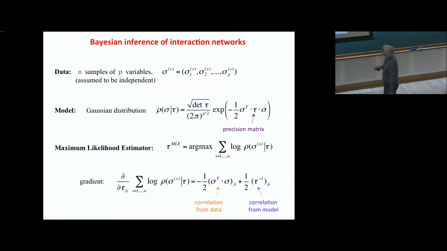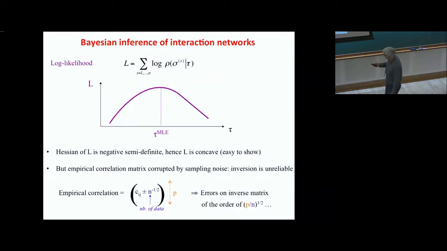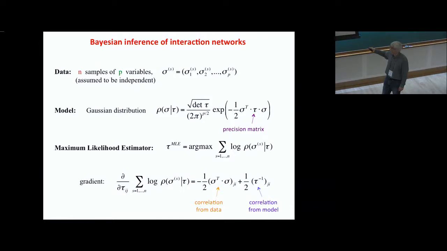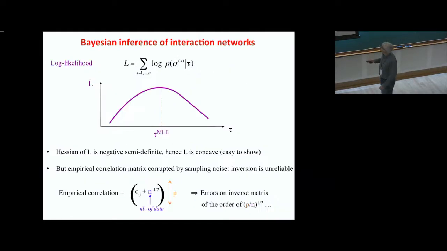Okay, so I didn't plan to do the calculation on the blackboard, but if you are interested I can give you handwritten notes about the following fact. You can show that this function here, this log likelihood, is actually a convex function of the matrix tau. It's not difficult to show. If you are interested, I can give you notes, because I didn't want to do that on the blackboard.